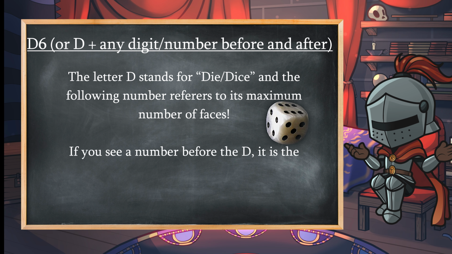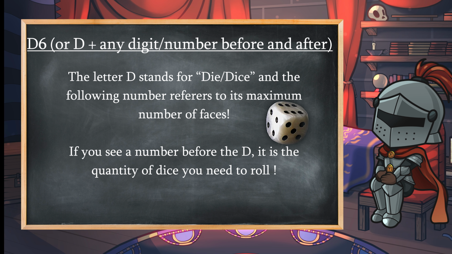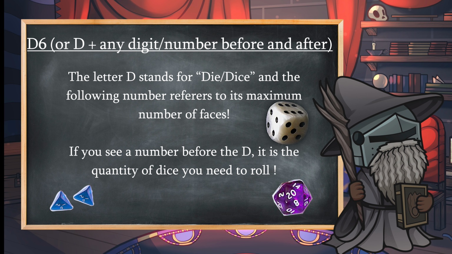On other occasions, you will see another number before the D. It is the amount of dice you need to roll at the moment. If someone tells you to roll 2d4, then roll these two babies. 1d20, this cool kid. 8d6, well, someone's about to cast a fireball in Dungeons & Dragons.